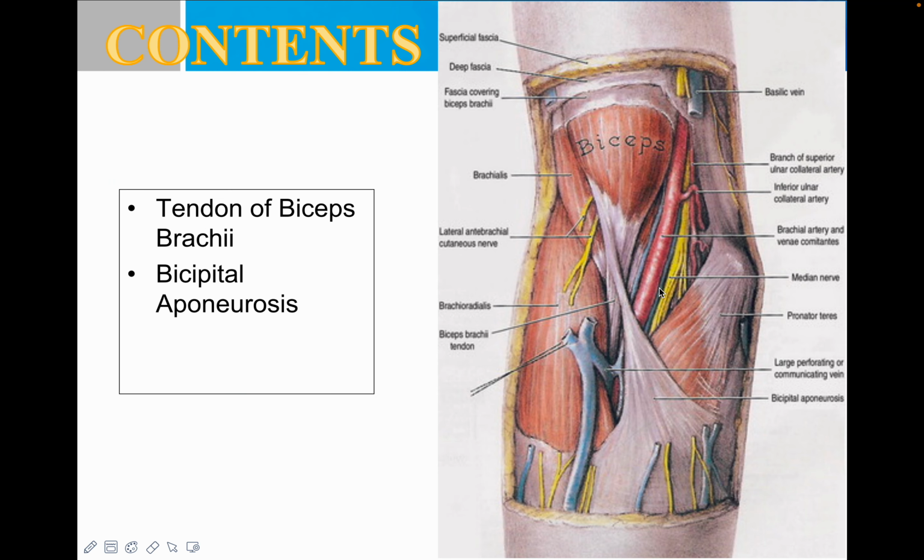Next content, next to the artery you see here, is the biceps muscle coming from the front of the forearm. You see the tendon is going deep inside this fossa and forms a content, and you also see here the bicipital aponeurosis, which is also a content of the cubital fossa.